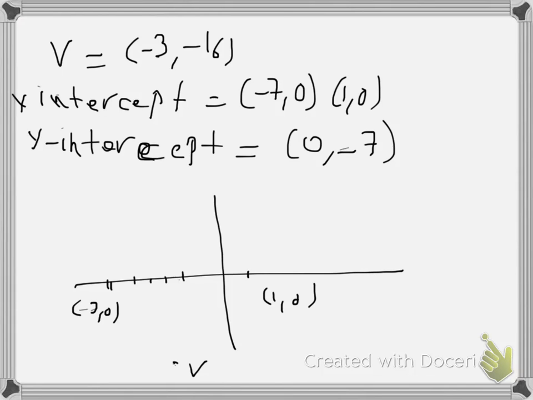So basically I have to join these 3 points, but where is my y-intercept? It is negative 7, so that negative 7 is somewhere here. So I got, oh sorry, it's 0 and negative 7, that is the y-intercept. Now just join these points and you get your parabola. Okay, so we are done with this example.